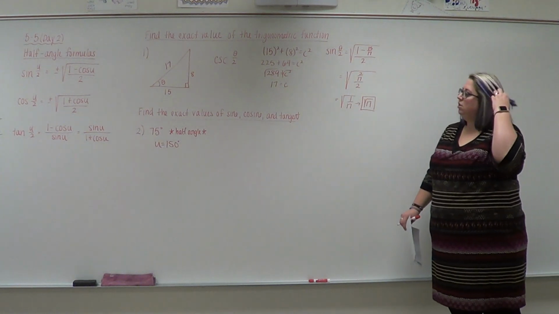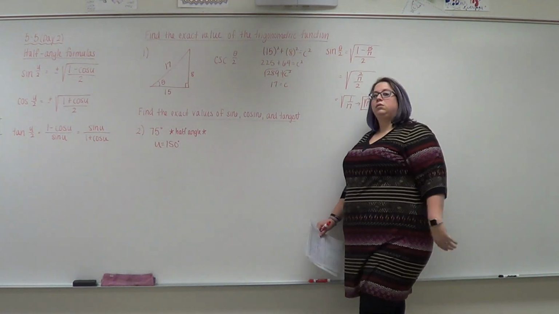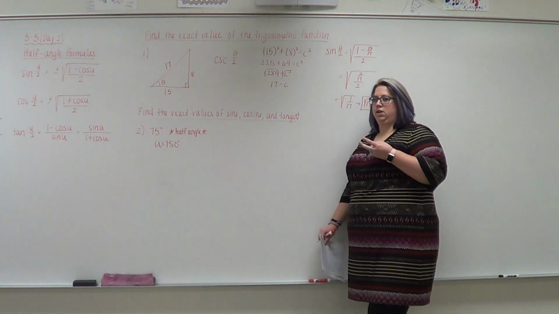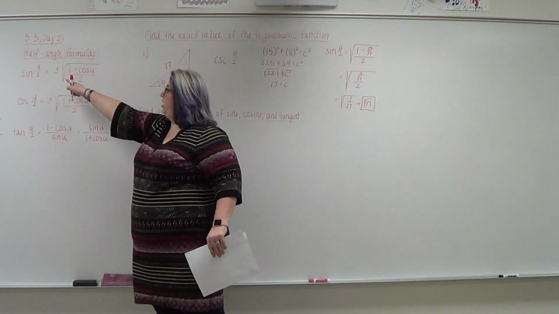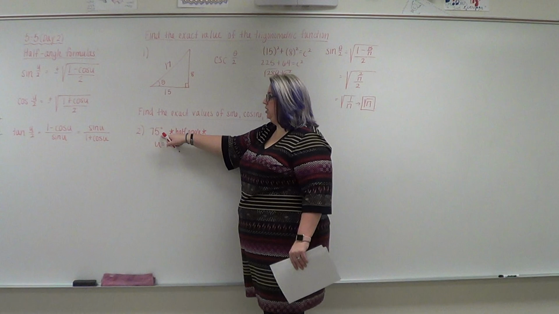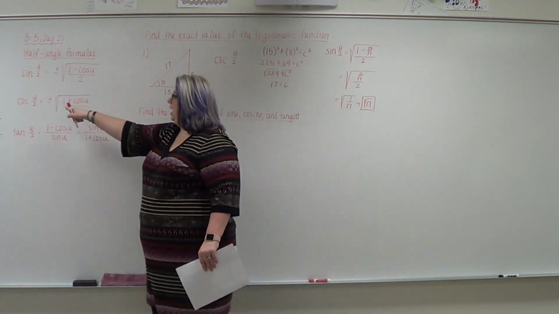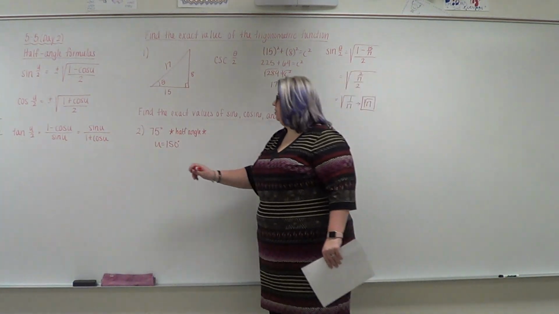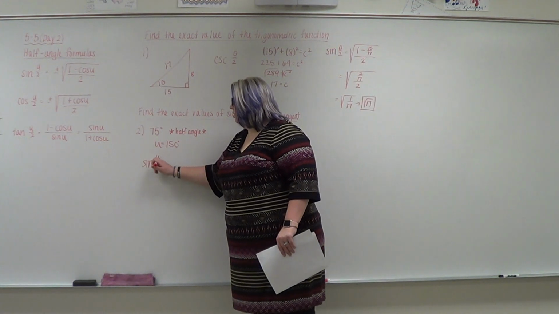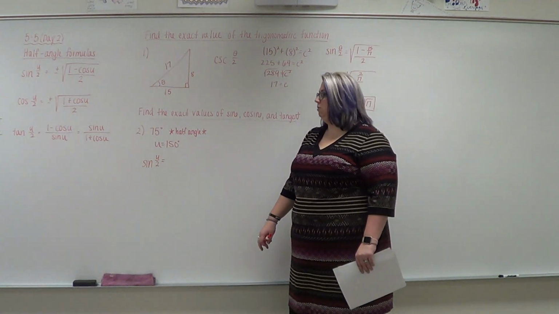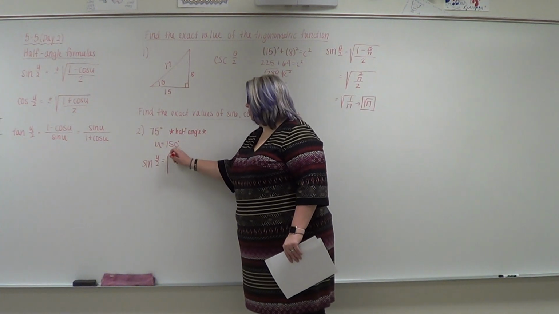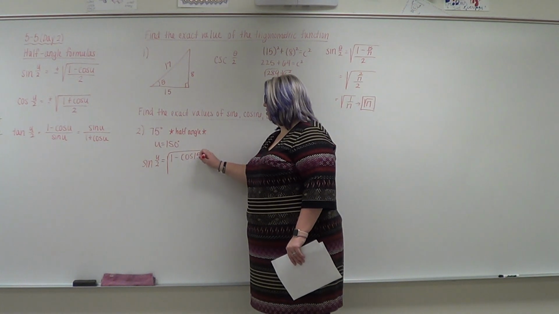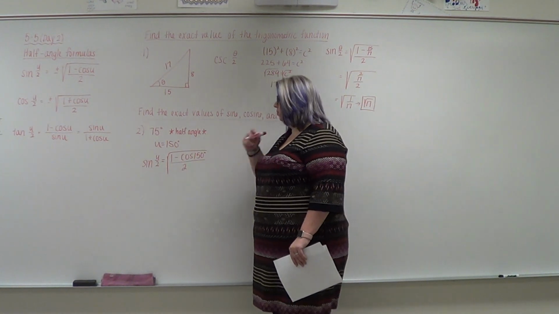Okay, 75 degrees. What quadrant is that in? 1. Okay, so is cosine positive in quadrant 1 or negative? Positive. What about sine? Positive. So these are both going to be positive out here. Whatever quadrant this is in determines whether or not it's positive or negative on the outside. Doesn't change anything about the inside. Okay? So if I want to find the sine, and I know it's positive, we're going to do the square root of 1 minus cosine of 150 divided by 2.